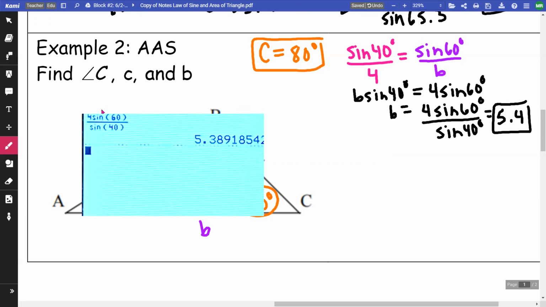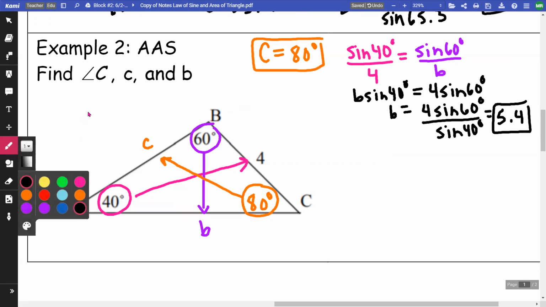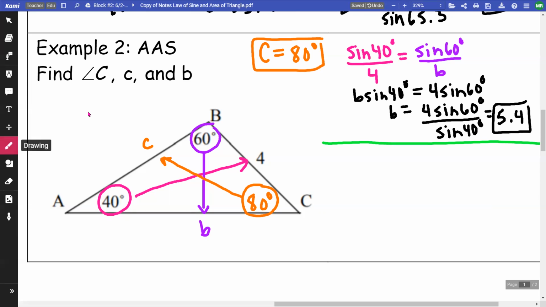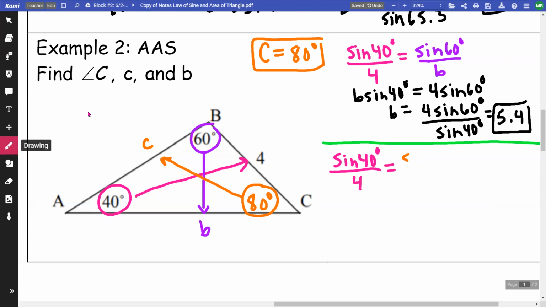Going to do the same process for finding little c. So again, start with the one you know. And here, let me just kind of separate it. Okay, so start with what you know. So I knew sine of 40 degrees over 4 equals, and now I'm going to do my c, so that's going to be my orange. So I'm going to do sine of 80 degrees over c, cross multiply and solve.